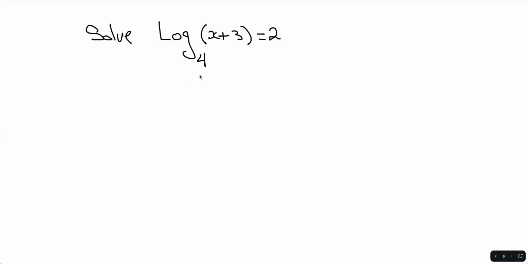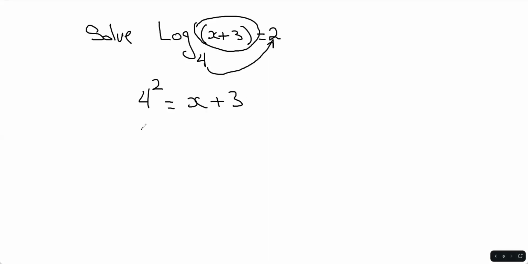Solve log base 4 of x plus 3 equals 2. So we know when we have a log, the base here, we could just take this and raise it to the power of this. So it'd be 4 to the power of 2, and that will equal x plus 3. So 4 squared is 16, equals x plus 3.